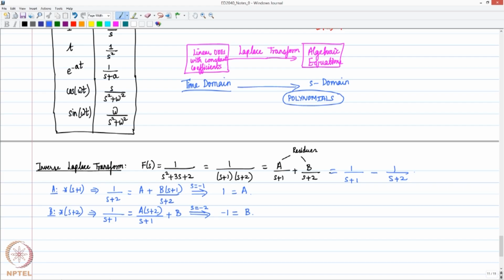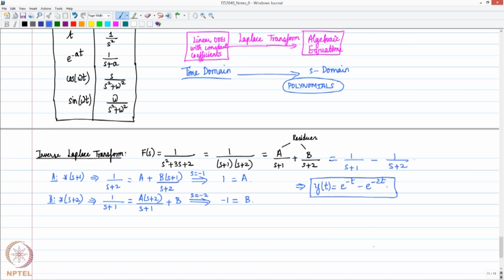Now once we have broken this down into blocks that we can easily process, we look at the table of Laplace transforms, right? Immediately we can see that the inverse Laplace of 1 by s plus 1 I can write as e power minus t, and 1 by s plus 2 I can write as e power minus 2t. So that is the way we will do the inverse Laplace transform. This is what is called a partial fraction expansion, and these quantities A and B are what are called the residues of the partial fraction expansion process.